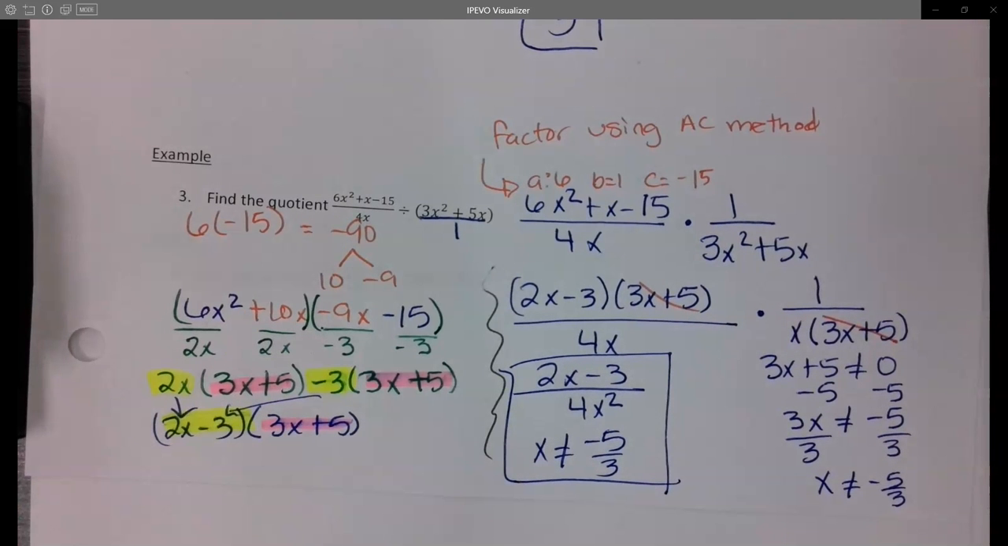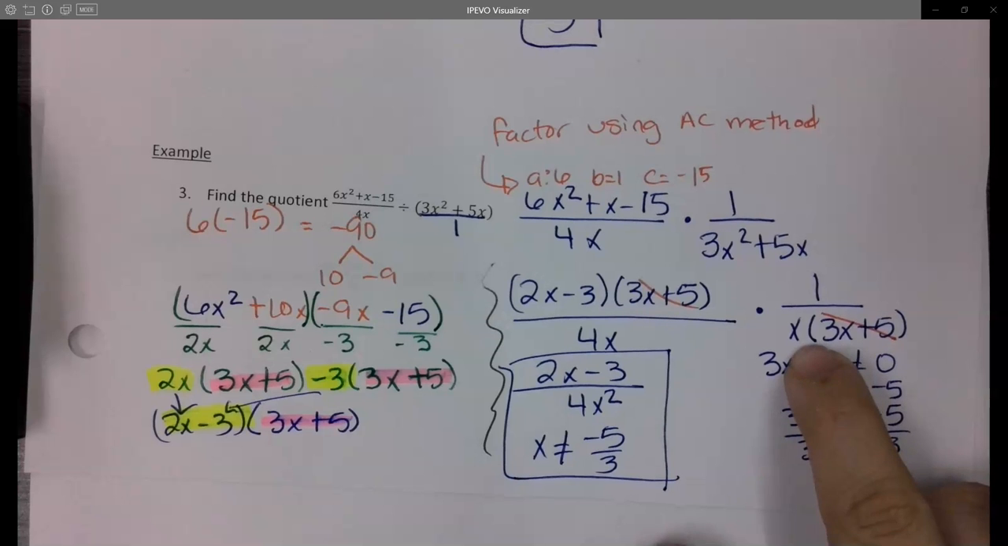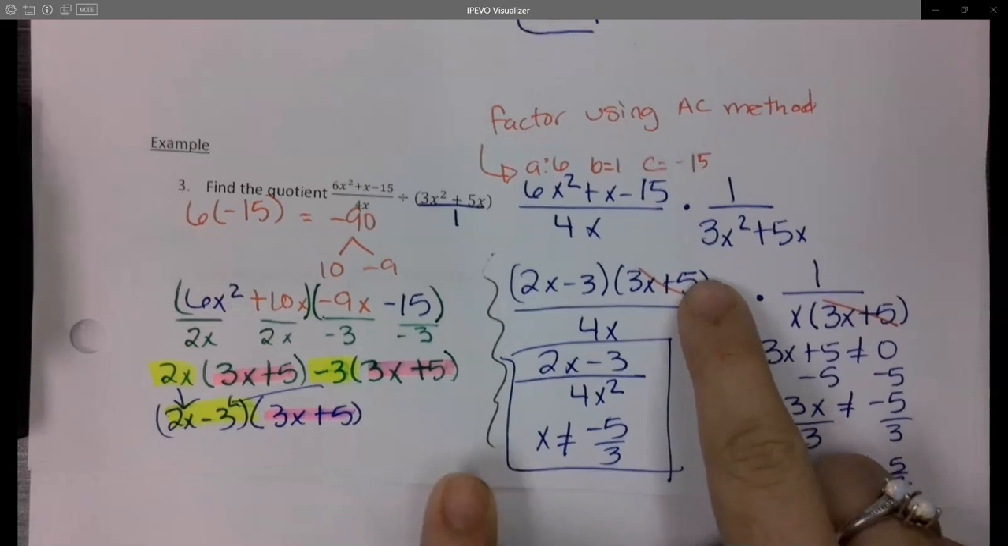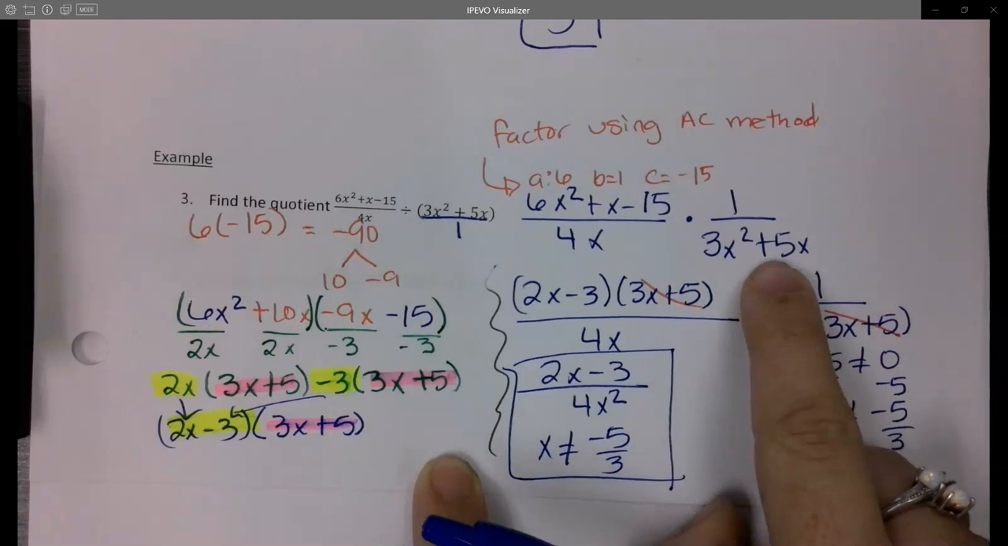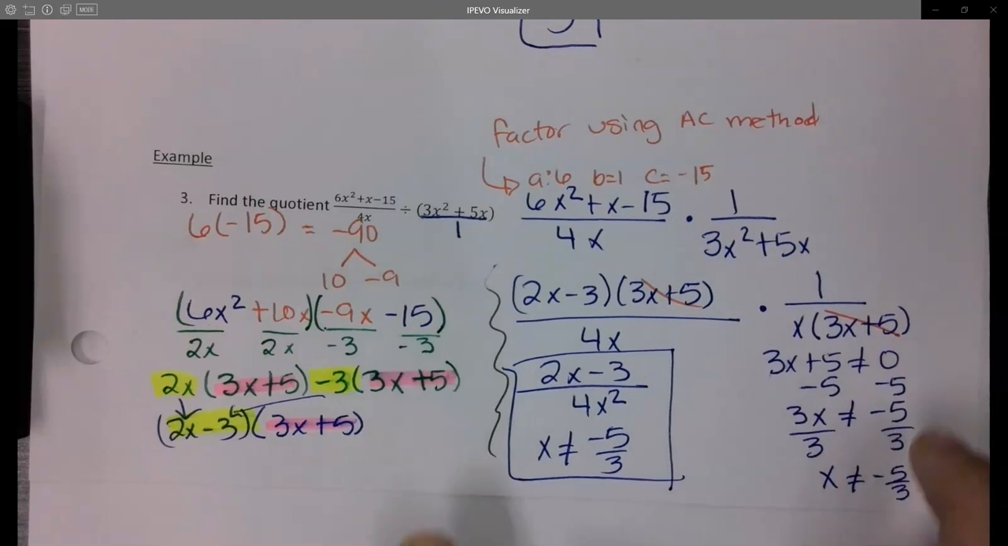Questions here? For the 6? They both have x's in them, 3x squared and 5x. So I divided both of those terms by x and wrote it out front. Any other questions here?